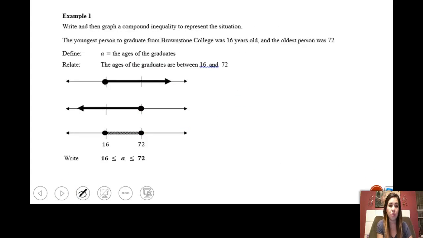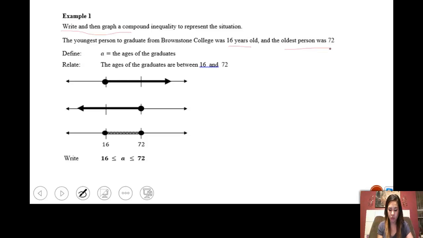Okay, so let's look at example 1. In example 1 they want us to write and then graph a compound inequality for the situation. So they say that the youngest person to graduate from Brownstone College was 16 years old. The oldest person was 72. So obviously, everybody else has to be between the ages of 16 and 72. So we're going to write that as a compound inequality.